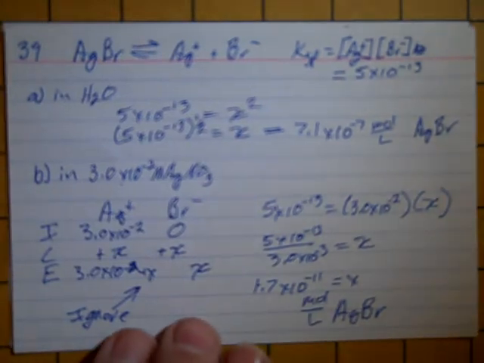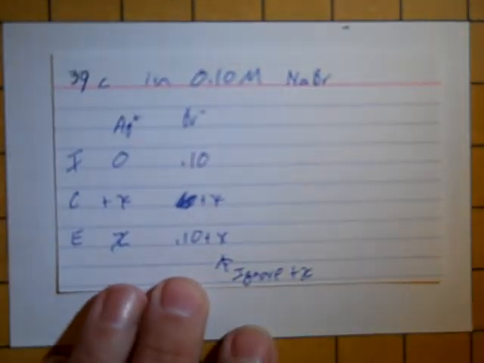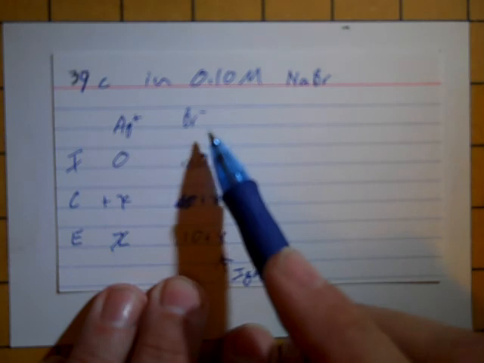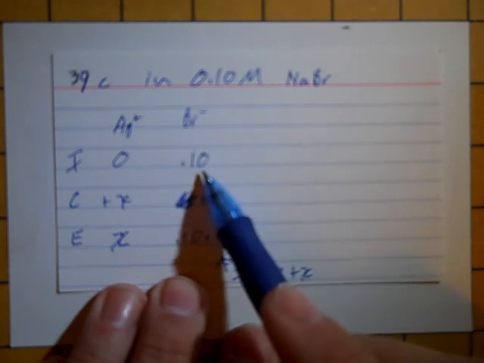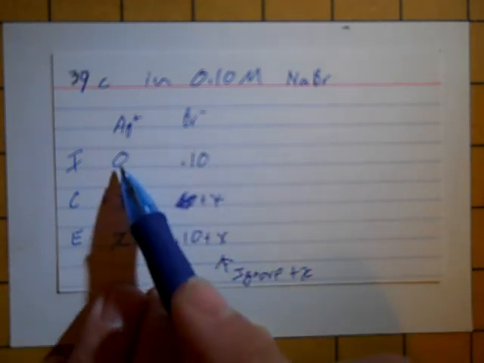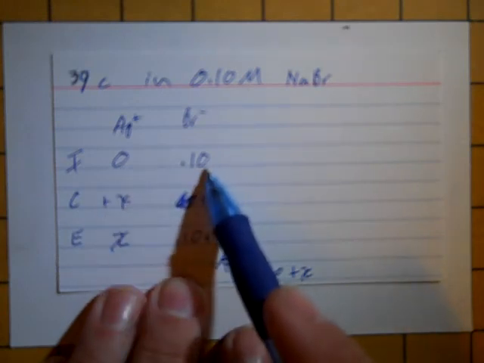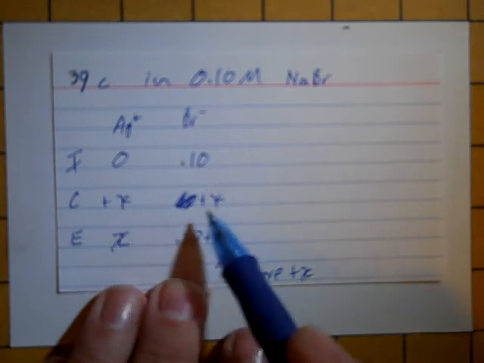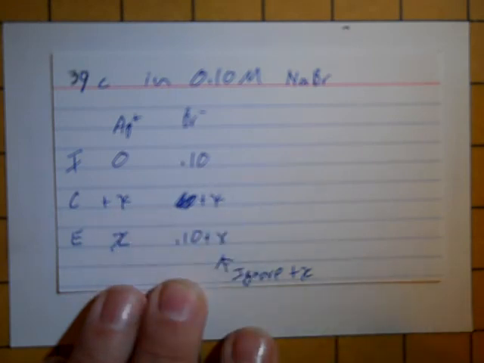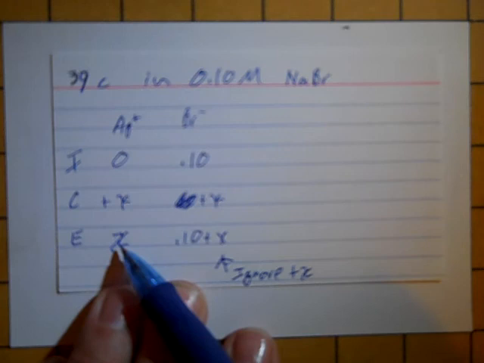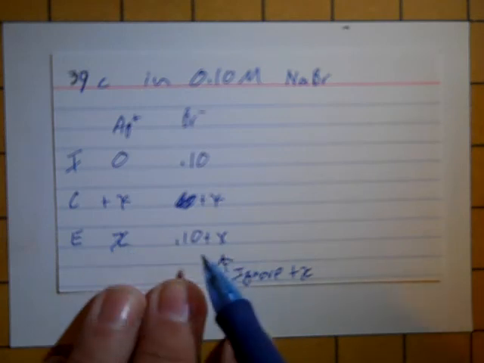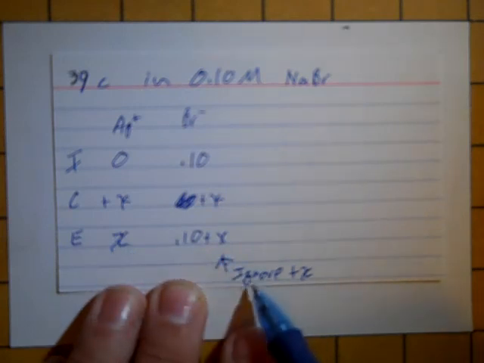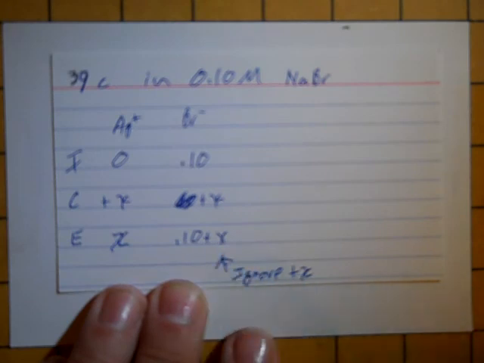Part C is another common ion problem, except this time it's the bromide ion that is waiting for us. So my initial silver is 0 because I haven't dropped the salt in yet. Bromide is 0.1. Still plus x for each after I drop the salt in, resulting in silver with a concentration of x and bromide ion, because I get to ignore that plus x, is going to have a concentration of 0.1.